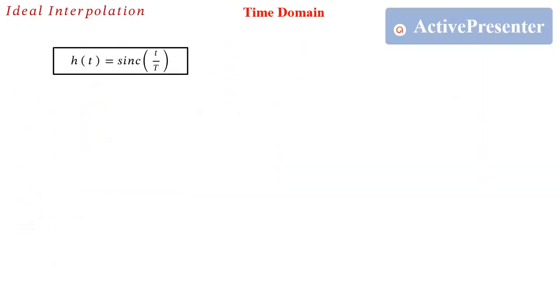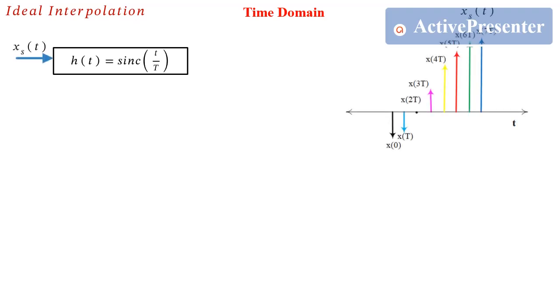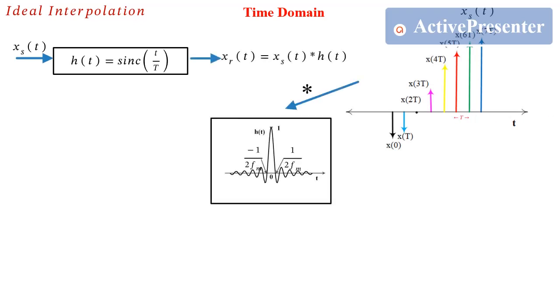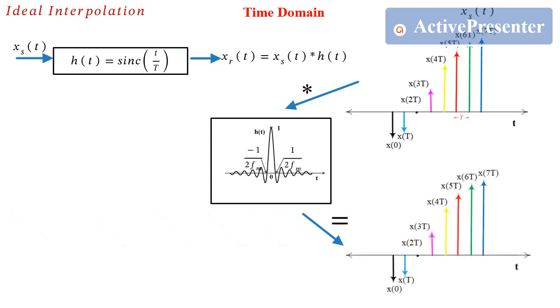Now that we have computed the impulse response of the low-pass filter, which is a sinc pulse, the reconstructed signal in the time domain is the convolution of the sampled signal and this impulse response h(t). Let's observe this convolution process. We know that the convolution of an impulse with a function gives the same function, but the function shifts to the location of the impulse and its amplitude is scaled by the strength of the impulse.